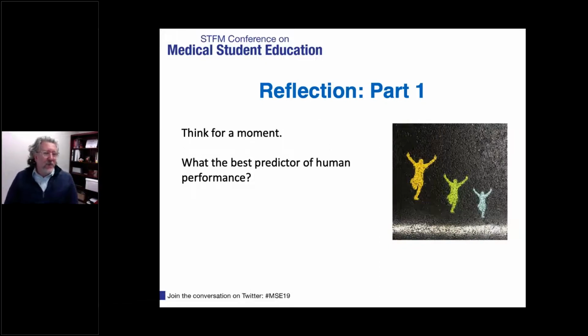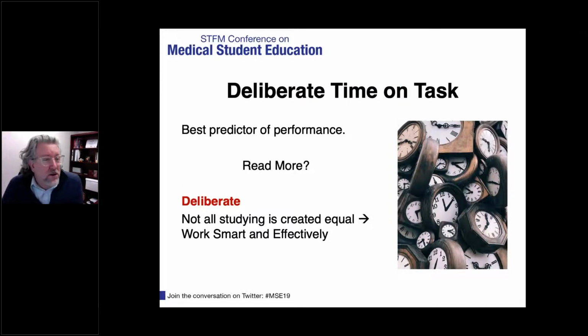All right, so I want you to think for a minute. And I don't need you to type it into the screen or anything, just reflect on it. What is the best predictor of human performance? Turns out the answer is deliberate time on task. Some of you might have heard of the magic number of 10,000 hours to expertise. This is derived from research stemming back to the 1940s, but it is the best predictor of performance.